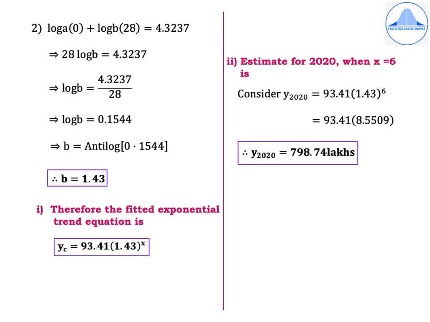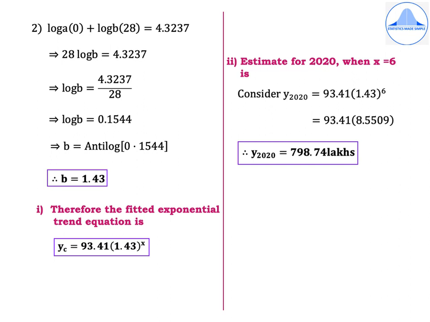Now substituting the totals in the second normal equation, we get log a into 0 plus log b into 28 is equal to 4.3237, which implies 28 log b is equal to 4.3237. Log b is equal to 4.3237 divided by 28, or log b is equal to 0.1544, which implies b is equal to antilog of 0.1544, which gives b equal to 1.43.